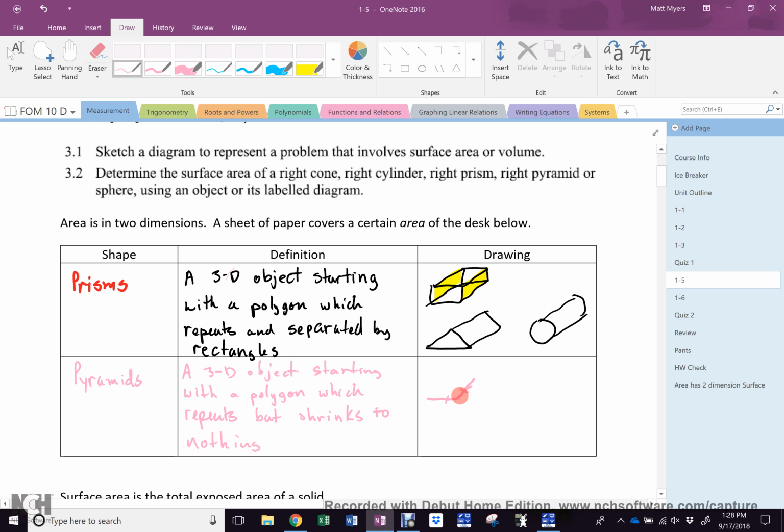Same size, yes? Now, if I go up 10 meters, is it going to be the same size square? No, it's going to be smaller. Then if I go up another 10 meters, it's going to be smaller and smaller and smaller, isn't it? And it's going to make a pyramid shape.